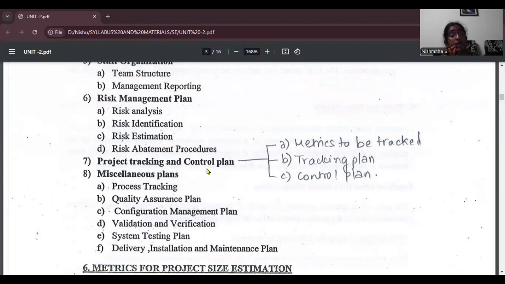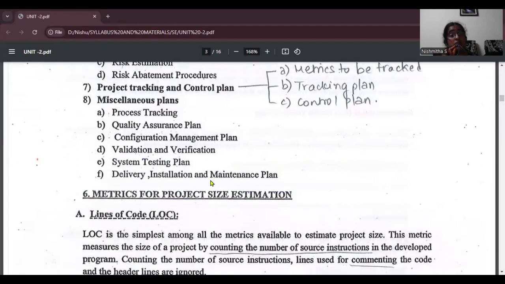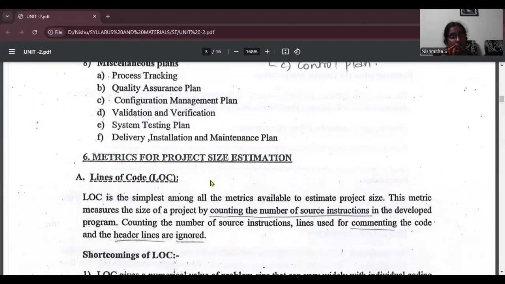Quality assurance plan, configuration management plan, validation and verification. That is, first the project is validated and verified and also tested for any errors. System testing planning. The next one is the delivery, installation and maintenance plan. That is, delivery of a project, and installation. Once the project is delivered, the project needs to be installed for the users' use, and the next one is the maintenance plan in which all the feedback and other issues are discussed.